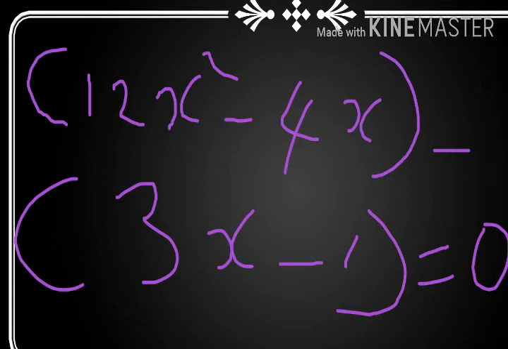Then minus 3x becomes positive 3x and plus 1 becomes minus 1. So we get 12x² minus 4x in one group, minus the next bracket, 3x minus 1. Then we want to take the common factor from each group.